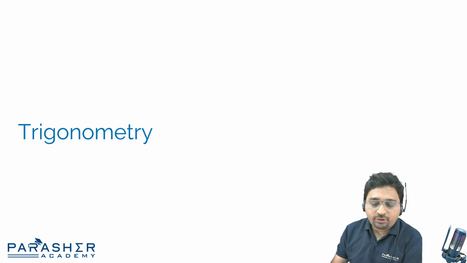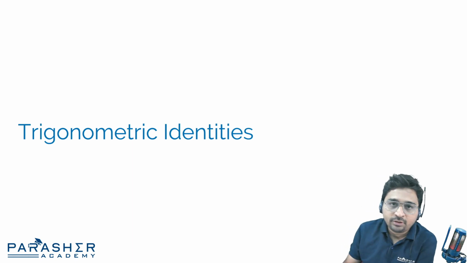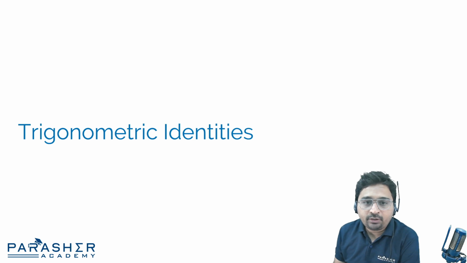Welcome back to the series on trigonometry, and this is the third episode on trigonometric identities. Earlier, we have seen sine square a plus cos square a equal to 1, and then tan square a plus 1 equal to secant square a. Now comes the third identity in the series, cot square a plus 1 equal to cosecant square a.